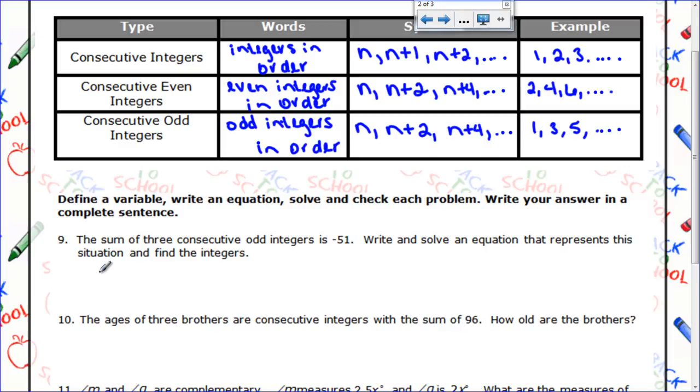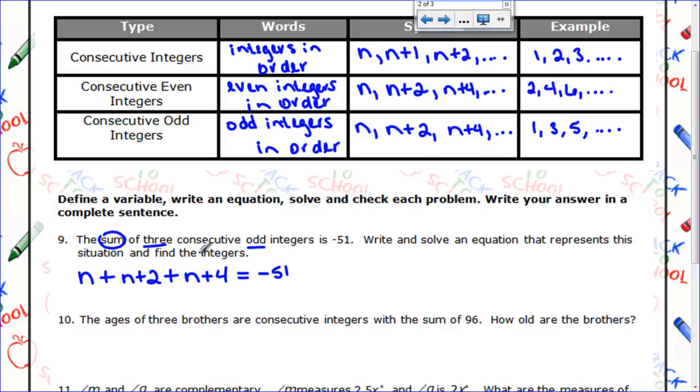But the first thing we're going to do is write an equation, because my directions say define a variable, write an equation. That has to happen. Well, to define a variable, I've given them to you up here. They're n, n plus 2, and n plus 4. The n is the number, so we've done that. And I know that I'm dealing with a sum, and I have 3 odd integers, all in order. The first one is n. It's a sum, so I'm adding. The second one is n plus 2. I'm going to add. The third one is n plus 4. So I have 3 integers equal to negative 51.